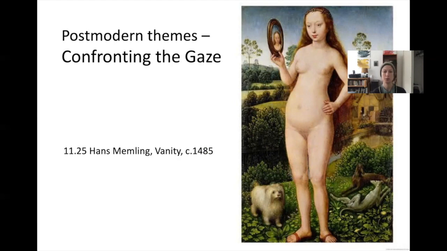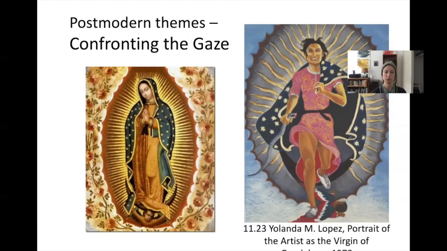For a long time, women have been the object of desire in art, there to passively accept the viewer's eyes upon them, as in the image on the screen by Hans Memling. The gaze refers to the tendency to represent women in ways that heighten the sexual or erotic aspects of their bodies and present art from the viewpoint of the heterosexual male viewer.